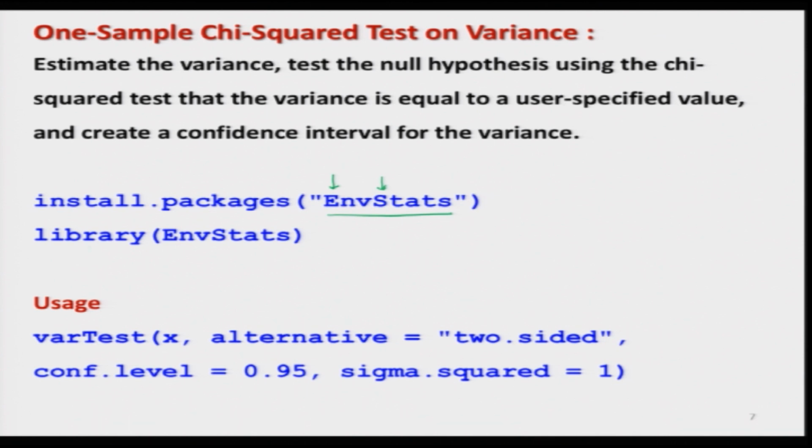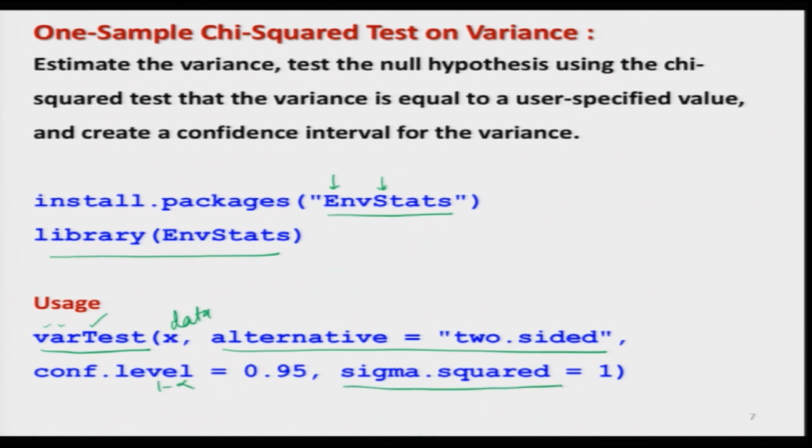So, we install it and load it using the command library, and then the command here is very simple, varTest. This is var and T here is capital, and then you have to give here the data, and then you have to specify the alternative to be two-sided or less than or greater than, whatever you want, exactly in the same way as we have done earlier. Then confidence level, you have to give the value of 1 minus alpha, and then the value of sigma squared, like H naught sigma square is equal to sigma naught square.